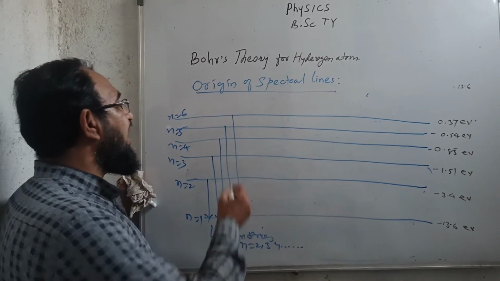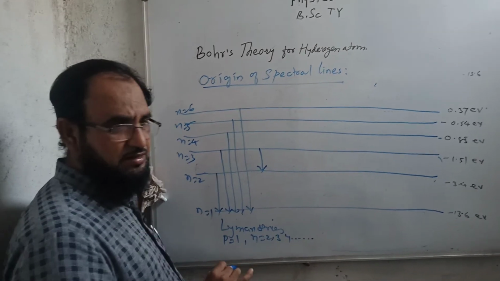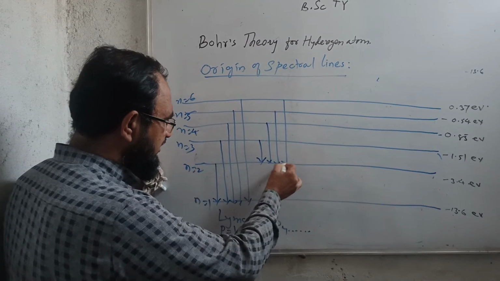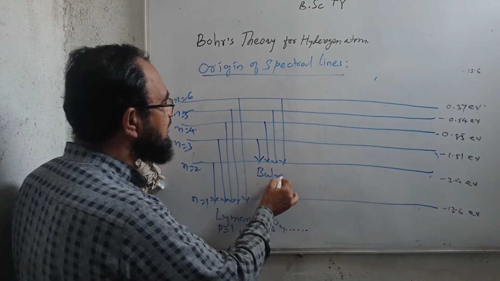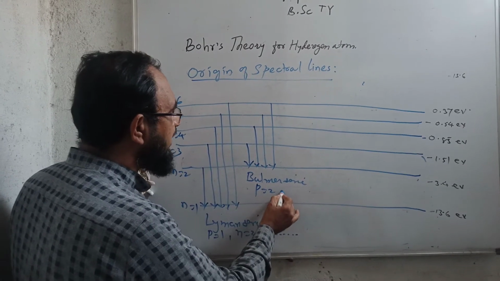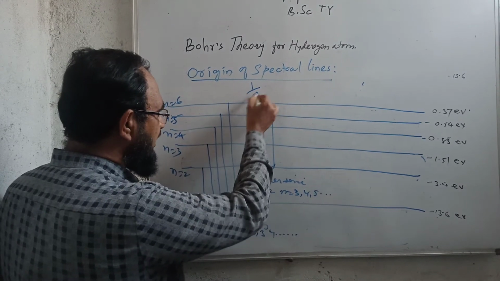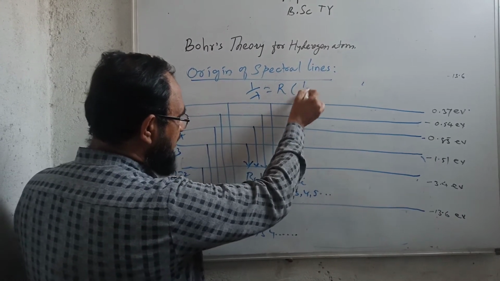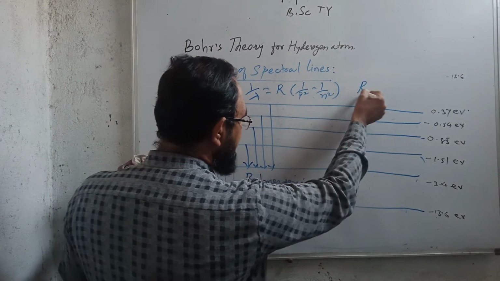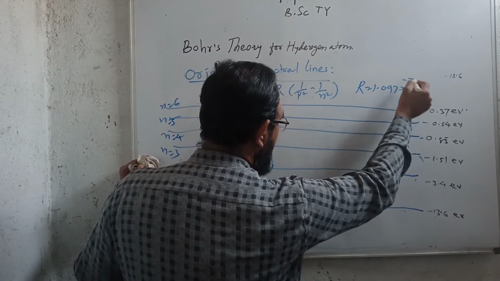Now when the electron jumps from the higher orbit to the second orbit, then there is the origin of the spectral lines, and this series is called as the Balmer series. For Balmer series, p equal to 2 and n equal to 3, 4, 5 and so on. Formula is 1 by lambda equal to R into 1 by p square minus 1 by n square. R is called as the Rydberg's constant. Its value is 1.097 into 10 to power 7 per meter.